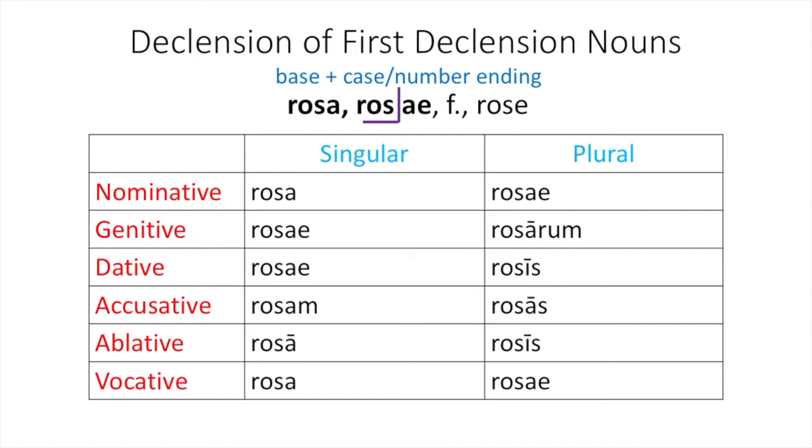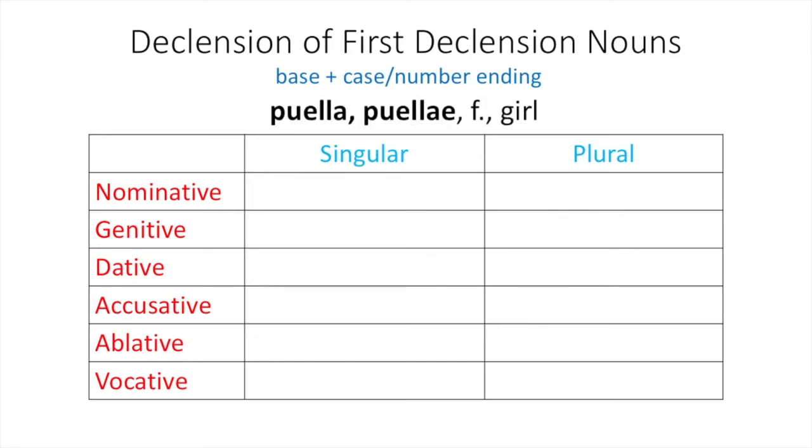Make sure you have these in your notes, and then resume the video. Okay, it's your turn to practice declining puella, puellae. Pause the video and fill out the chart for puella, puellae as you decline that noun. Pause now.